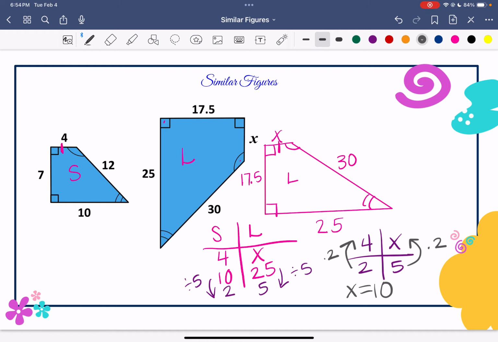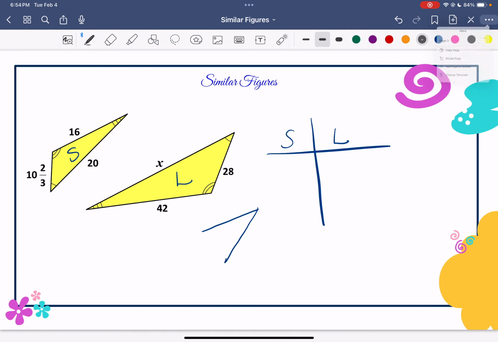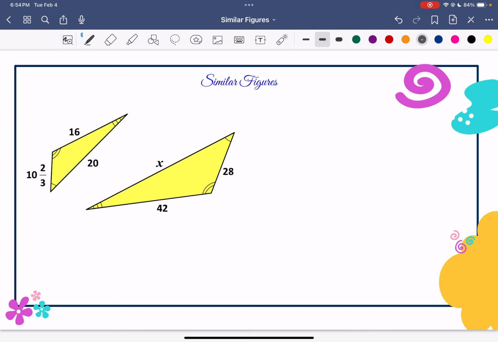All right, we're going to do one more. My suggestion is copy this problem down and then come back and check and let's compare work.